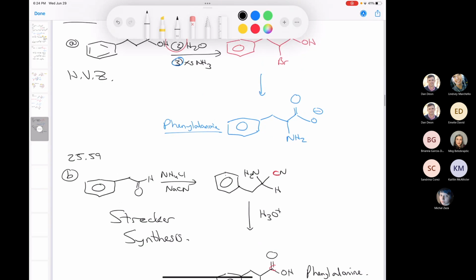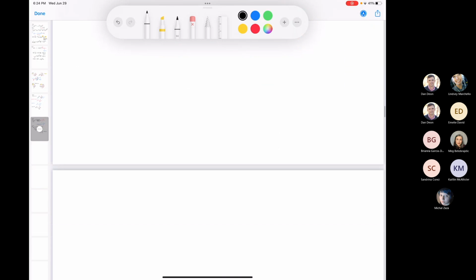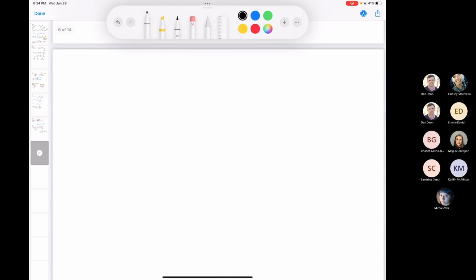So we've got Strecker, we've got the Hell-Volhard-Zelinsky, and for the last one, we have an amidomalonate synthesis. So this is 25.59. And we're starting with diethyl acetamidomalonate. So we start with this compound, like this.